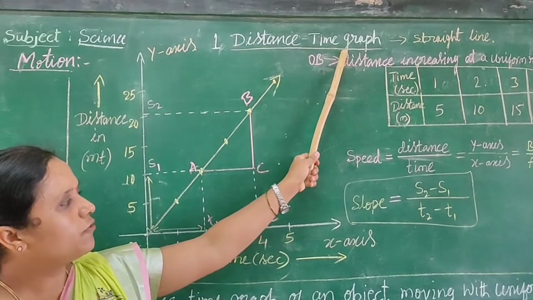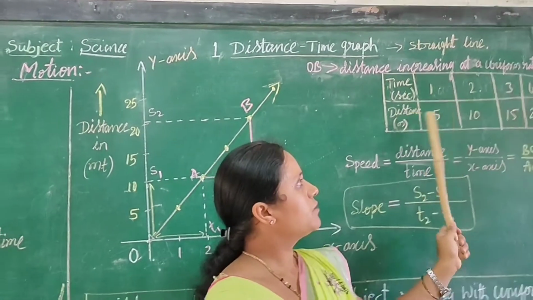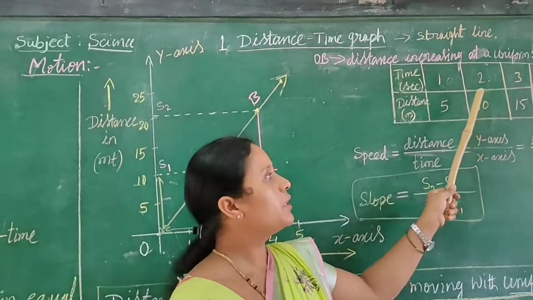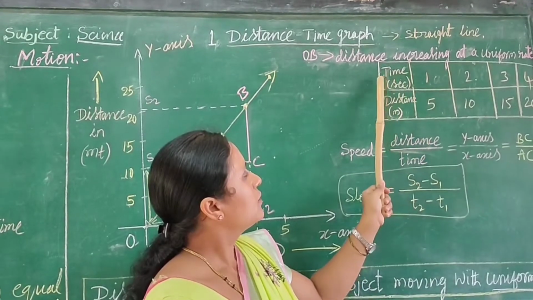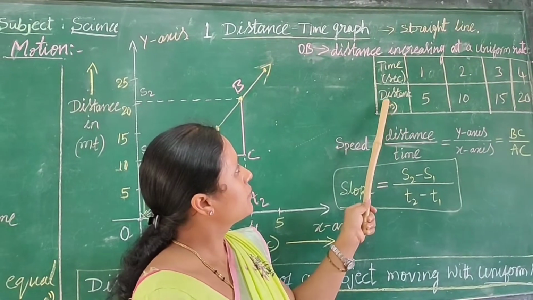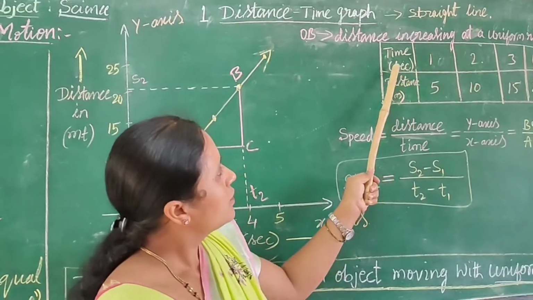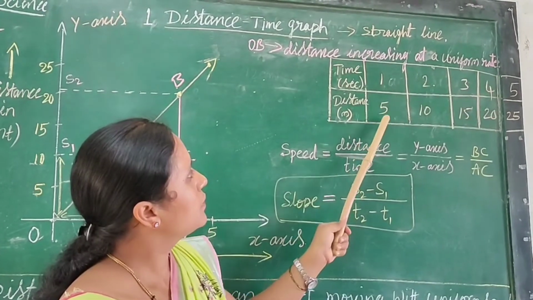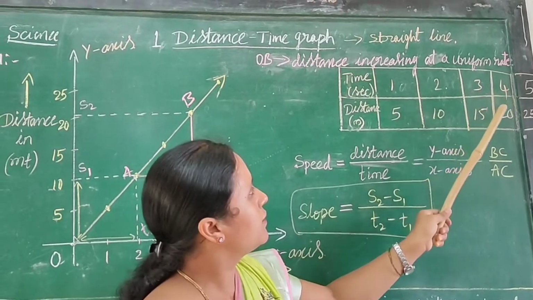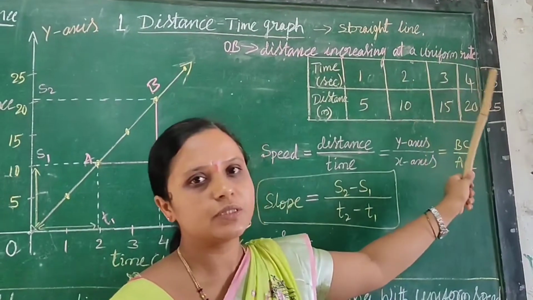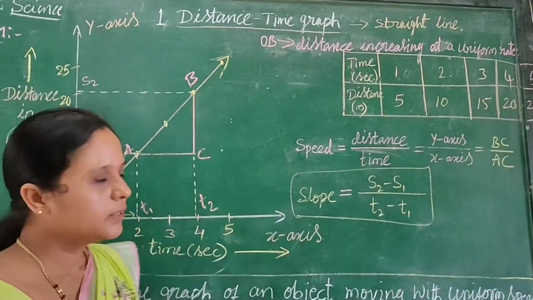Before going to this graph, first we can observe this table. This table represents the observations. In any practical measurement, I will take the observations here. So here the time is given and the distance is given. The time is in seconds and distance is in meters. Here the time is 1 second, the distance is 5 meters. In 2 seconds, distance is 10 meters. In 3 seconds, distance is 15 meters. Like that, the observations are given. By using this table, now we can plot the graph.